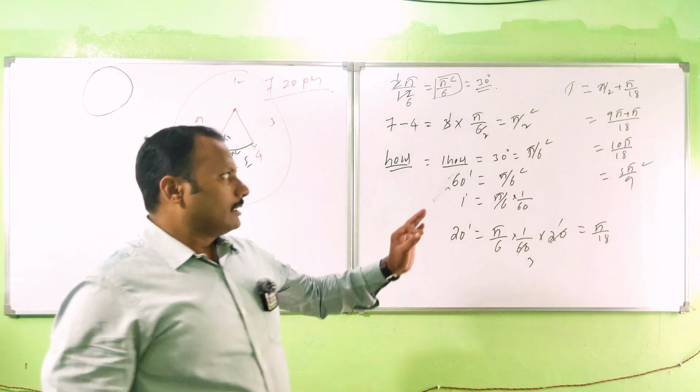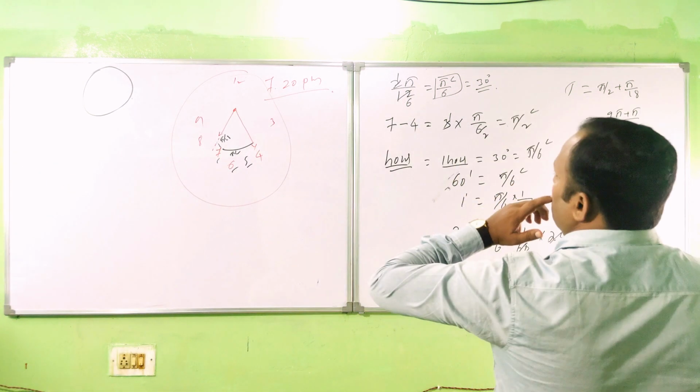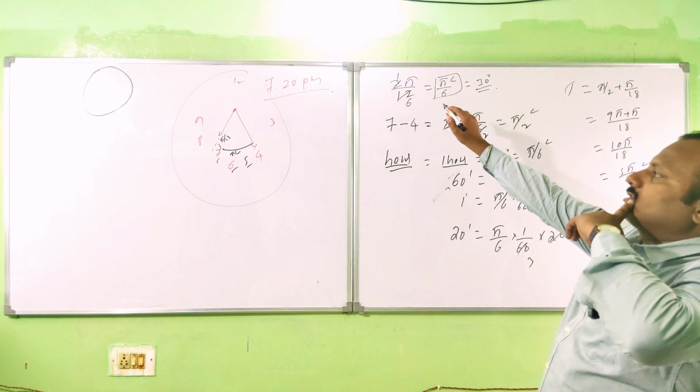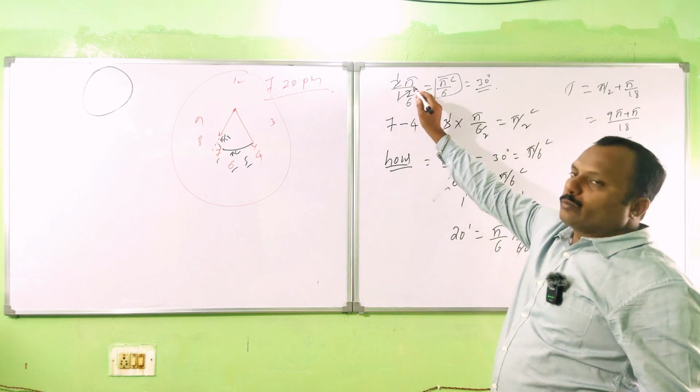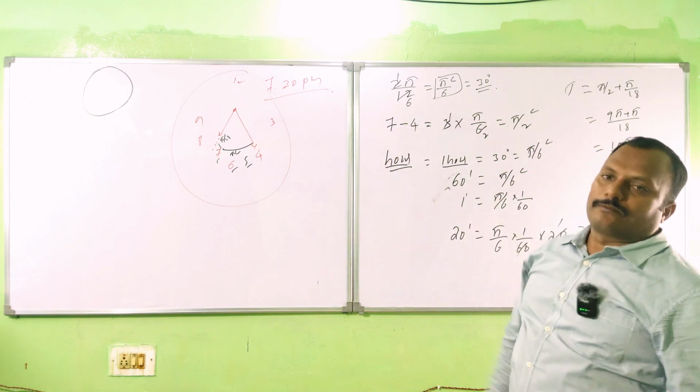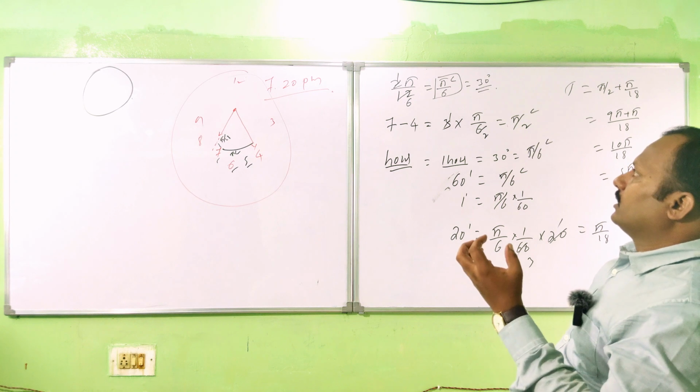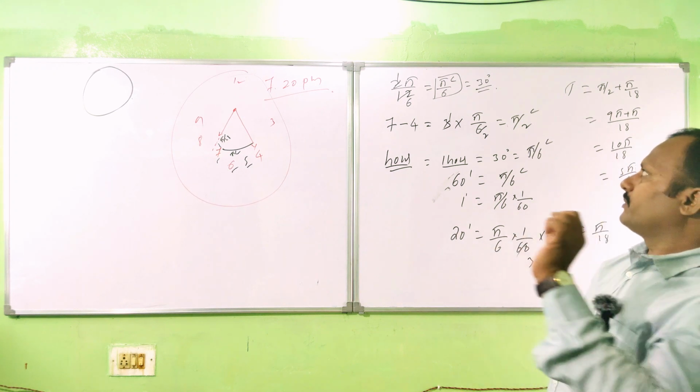The simple thing here is that the clock has 12 divisions and it is a complete circle. For a complete circle you have 2 pi radians. For 12 divisions, each division is pi by 6 radians.